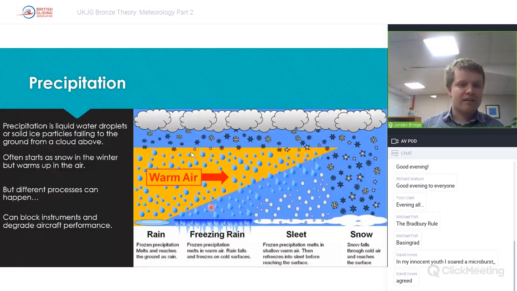This can block aircraft instruments and degrade aircraft performance quite significantly, because all the droplets, all of the bits of snow on the wing will stop the laminar flow, as we'll learn in Principles of Flight, over the wing, and will make the aircraft a bit more draggy. Droplets go into instruments and will block up tubes to the dynamic source for the airspeed indicator, and mean that the airspeed indicator gets stuck.